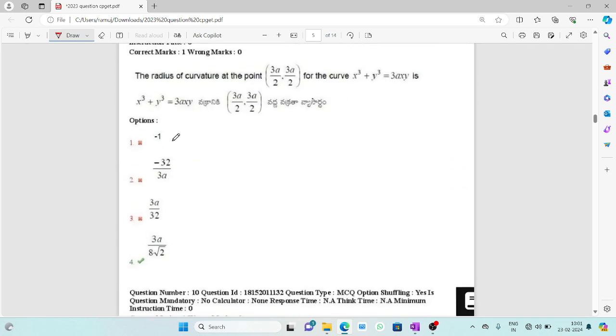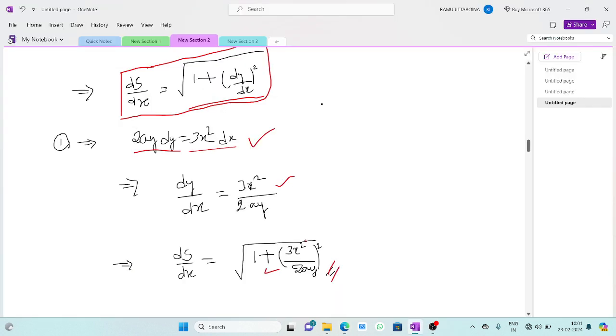So the ninth one is: the radius of curvature at the point 3a by 2 comma 3a by 2 for the curve x cube plus y cube is equal to 3axy. For this we can do similarly by using the direct formula. This question is very important. If you analyze the previous year questions of CPGET, every time one question will come from radius of curvature. So I will tell you how to proceed with these types of questions.